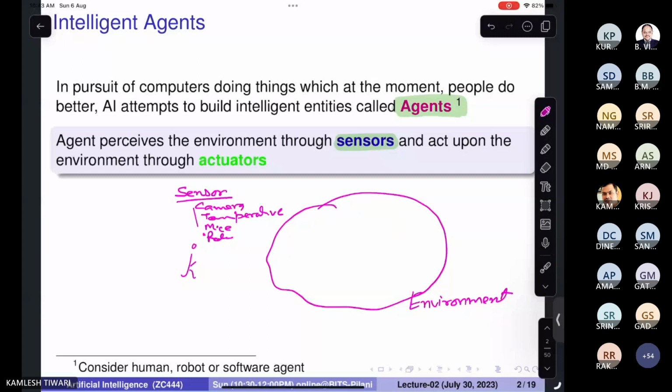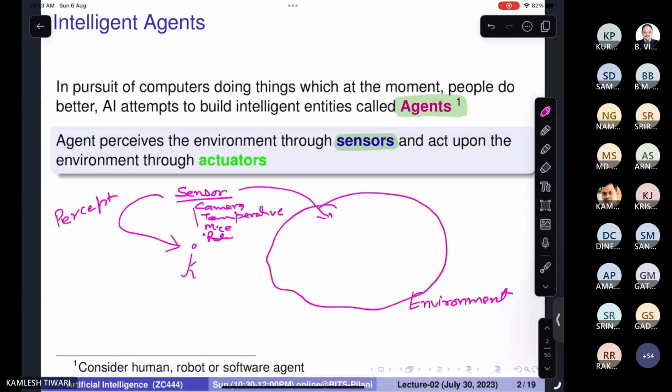So he has some sensors. By deploying these sensors into the environment, he is going to get something. What is he going to get? He is going to get a percept. We are going to call it a percept. Percept is again a technical word.